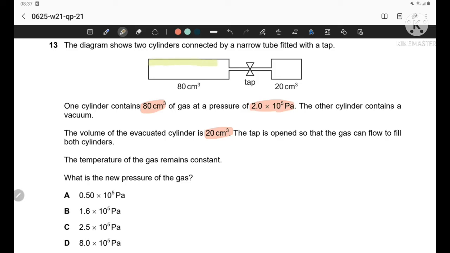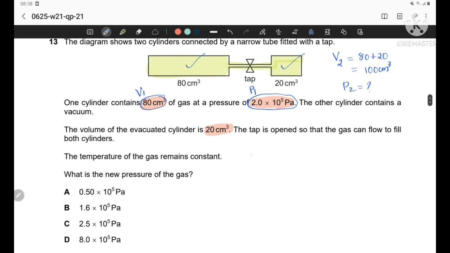So initially the gas is only filled in the first container. In the initial case, its volume is given. We can consider it as V1 and the corresponding pressure is also given, P1. Later when the tap is opened, the gas will spread to the second container also. So the volume will be different. The total volume will be the volume of the first container plus the volume of the second container, since the gas is now filled in both containers. So the new volume V2 is the sum of the volume of the first container plus the volume of the second container, which is 100 cm³. So we have the new volume and we need to find the new pressure.